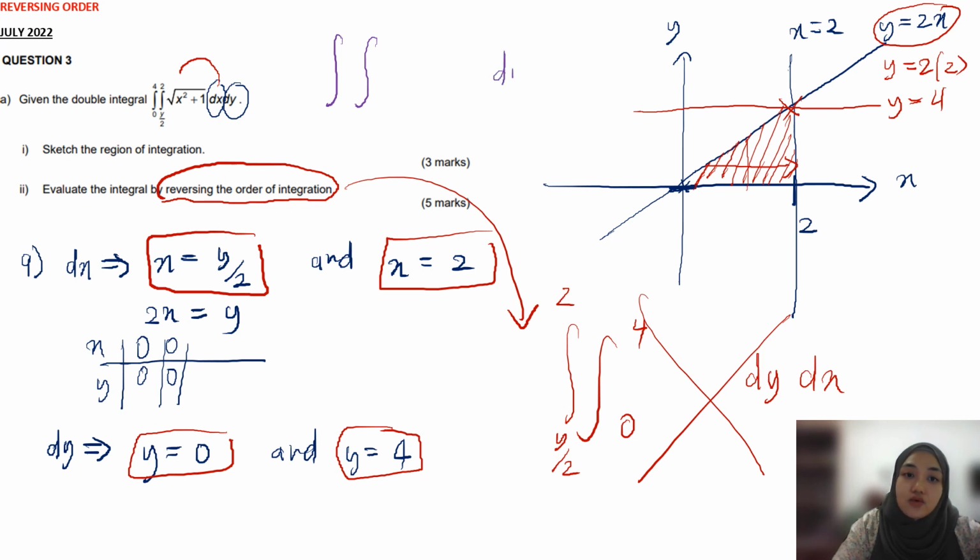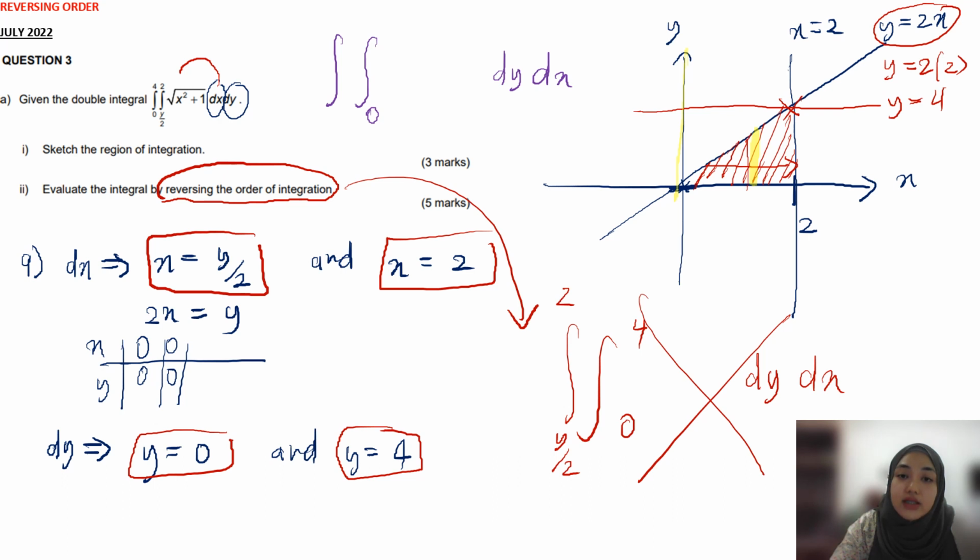Since it is dy dx, for dy you have to read vertically. It's not horizontal, it's vertical, since it's y. So you have to read like this: it's from 0 until this line.